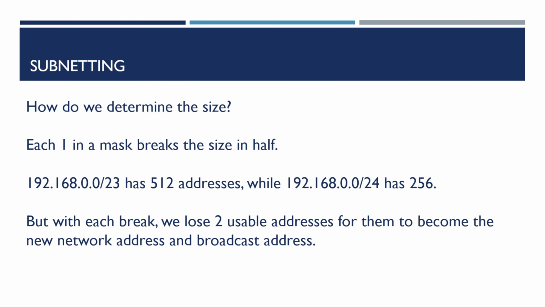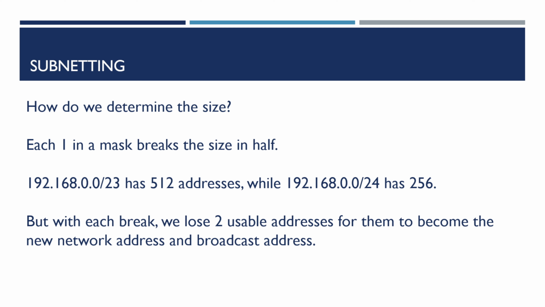Well, again, how do we determine the real size? Each one in a mask, each one in those octet data, breaks the size in half. A 192.168.0.0/23 has 512 addresses. Again, if we add a 1 to that, make it a /24 network, 192.168.0.0/24, it has 256 addresses.